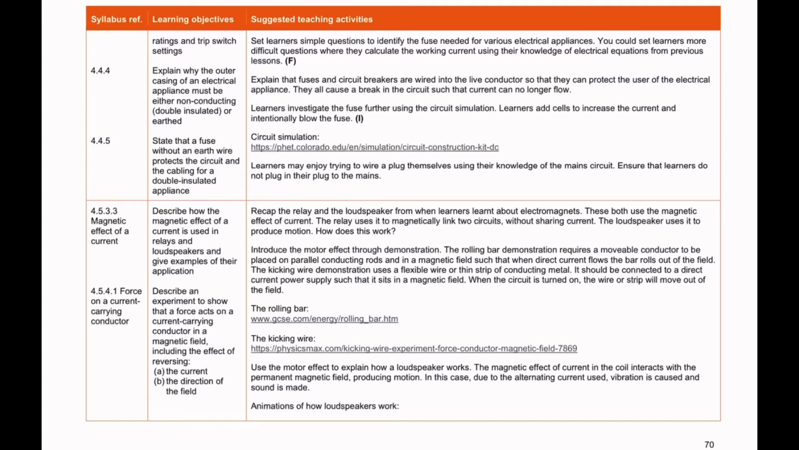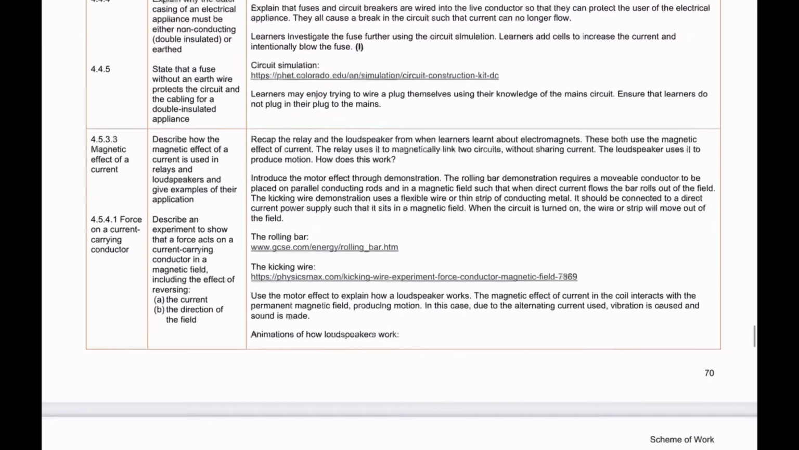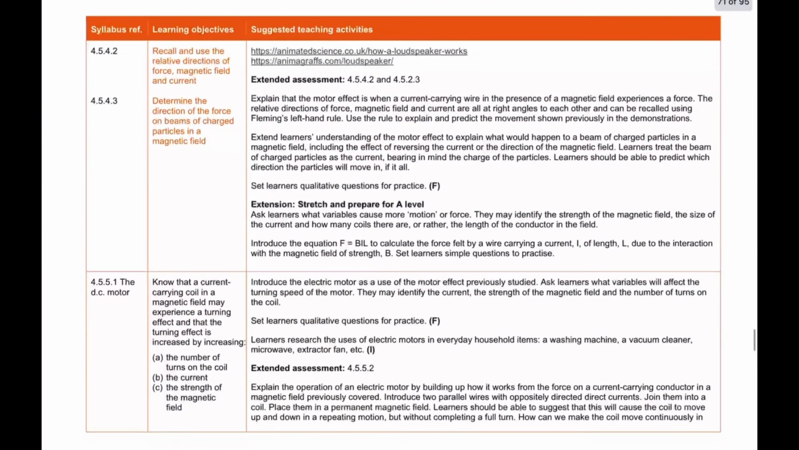Describe an experiment to show that a force acts on a current carrying conductor in a magnetic field, including the effects of A. The current, B. The direction of the field. Recall and use the relative directions of force, magnetic fields, and current. Determine the direction of force on beams of charged particles in a magnetic field.